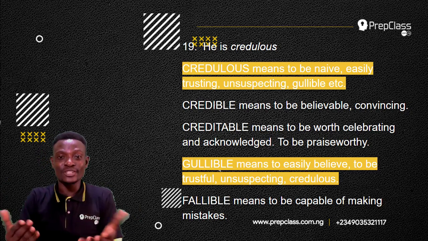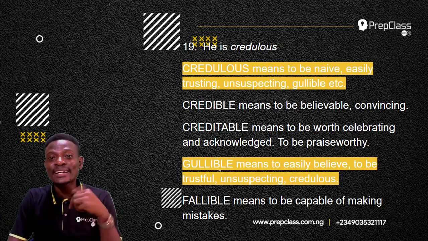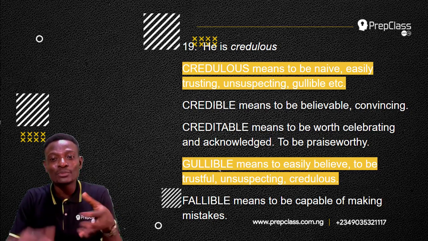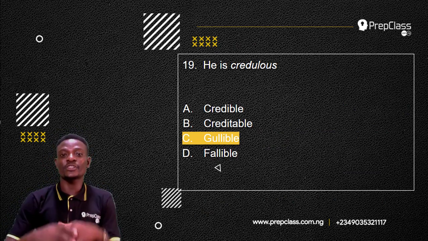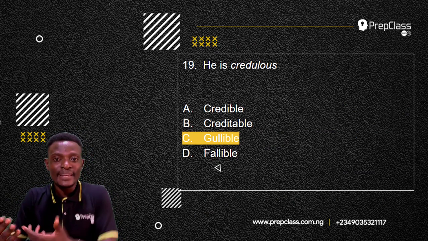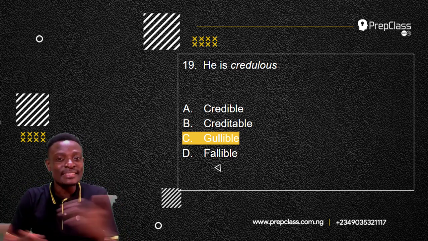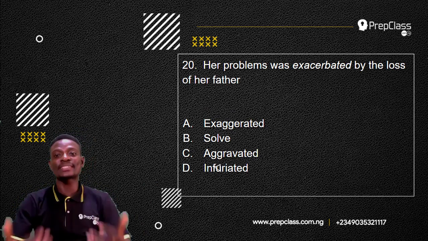So the answer to this question is gullible. Gullible is the nearest in meaning to credulous. It is not fallible because fallible means to be capable of making mistakes. So the answer to this question is option C. He is credulous. He is gullible. He believes easily. So moving on to the next question, question 20.